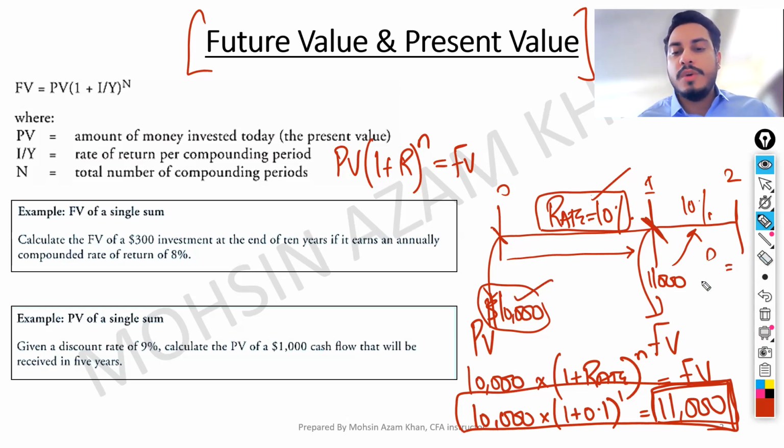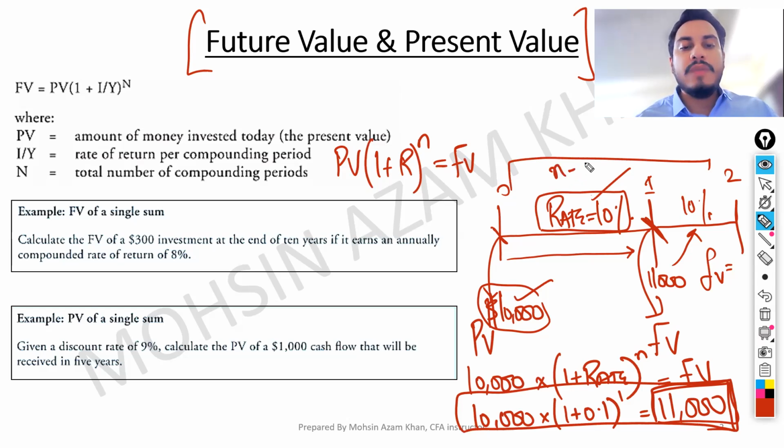You want a future value after 2 years, so your n would be 2 in this case. I'll just change the n over here to 2, because now I'm growing the present value by 10% twice in my timeline. So the answer I will get is 10,000 into 1.1 squared, which is 12,100. Simply, I have added up the return for 2 years and I've got the future value.